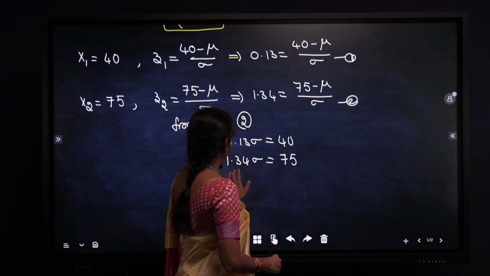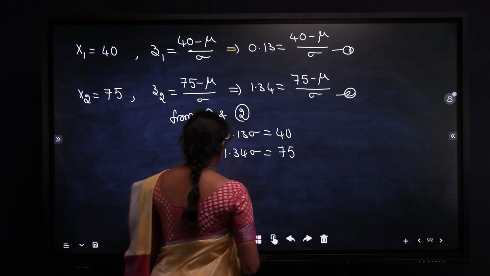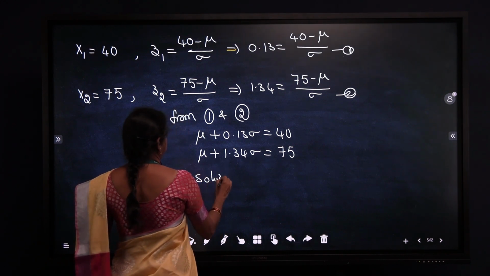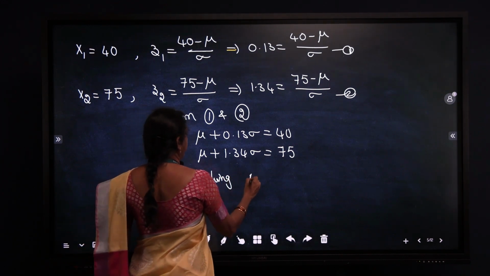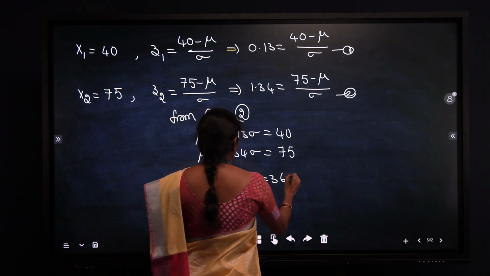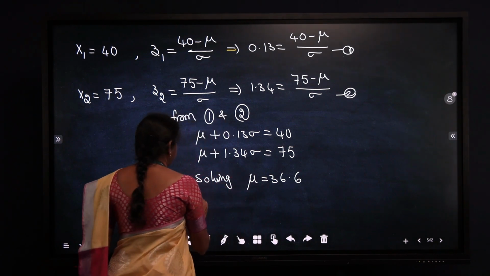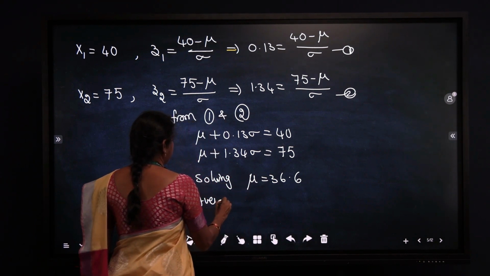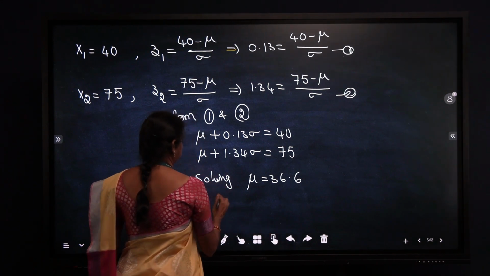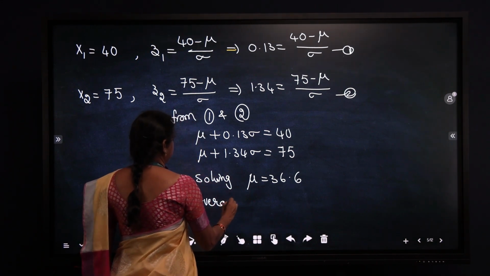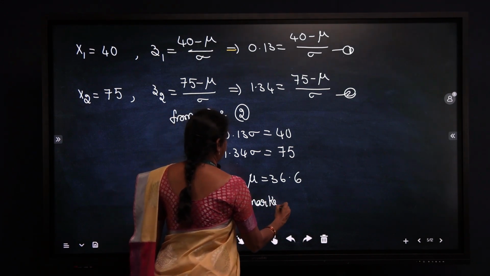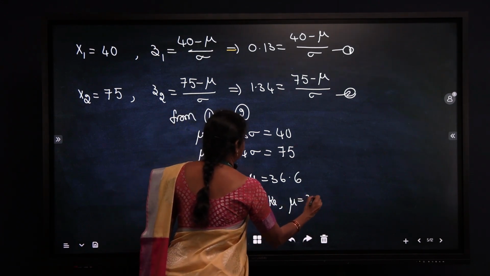But he asked you to find out only the average marks. So we'll find the average. Solving, we get the mu value as 36.6, right? So the average marks to be obtained, mu, is equal to 36.6.